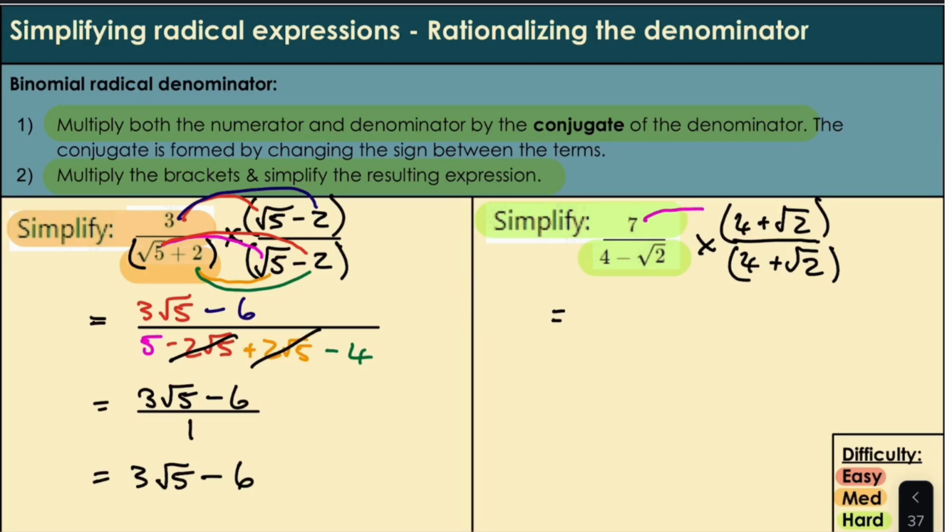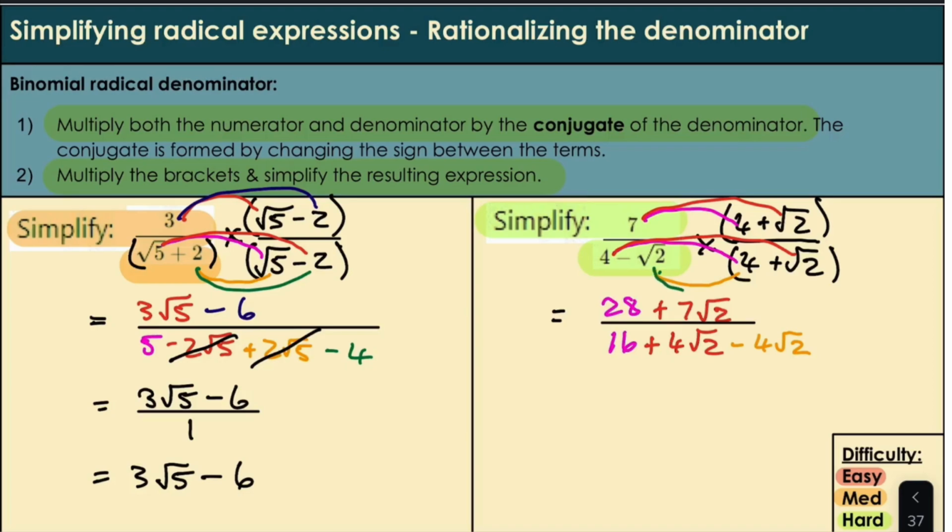So on the top, 7 multiplied by 4 is 28. Then we have 7 multiplied by root 2 is 7 root 2. On the bottom, 4 multiplied by 4 is 16. 4 multiplied by root 2 is positive 4 root 2. Negative root 2 multiplied by 4 is negative 4 root 2. And negative root 2 multiplied by positive root 2 is negative 2.